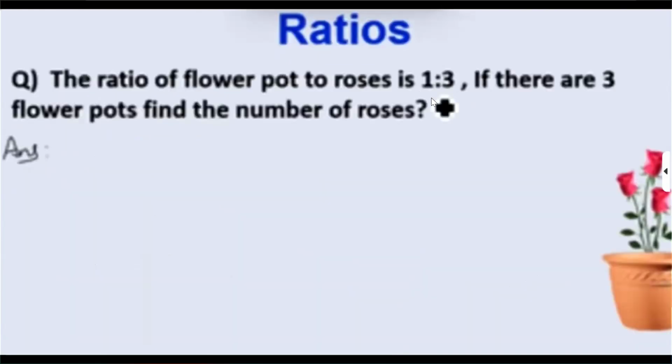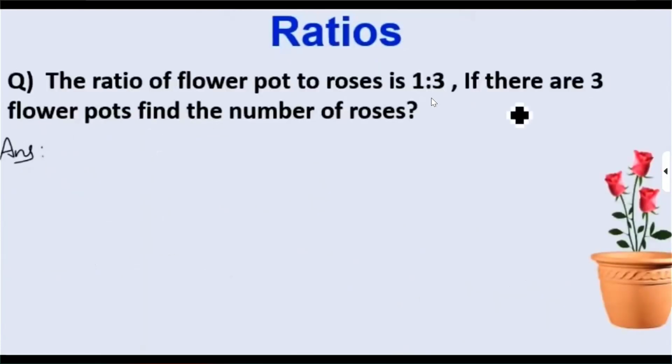So now we are going to take another question. The ratio of flower pots to roses is 1 is to 3. If there are 3 flower pots, find the number of roses. The flower pots to roses ratio is 1 is to 3. So that means in one pot, there are 3 roses.